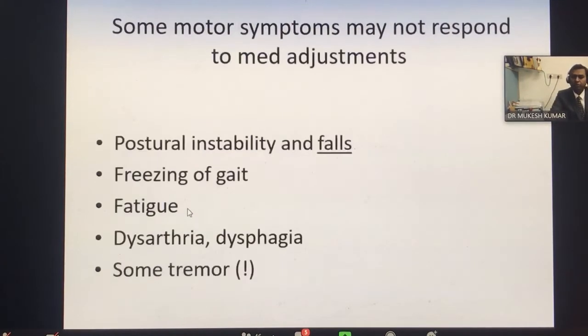And the most important surgery is deep brain stimulation surgery. Earlier we were using ablation surgery, which is now obsolete, and we usually go for deep brain stimulation surgery. We will come back to that. There are some motor symptoms which do not respond to medical adjustment, such as postural instability, gait freezing, fatigue, and dysarthria.